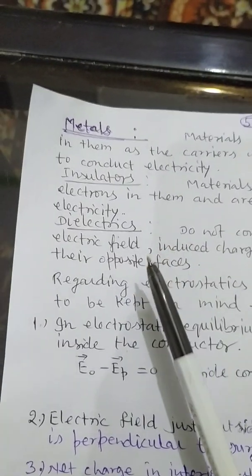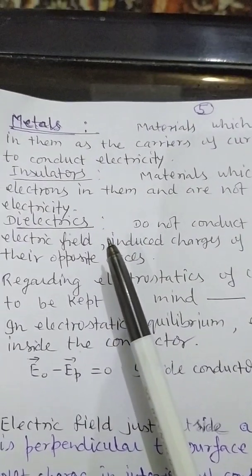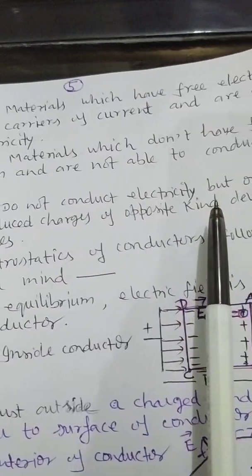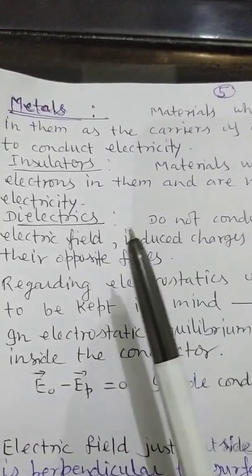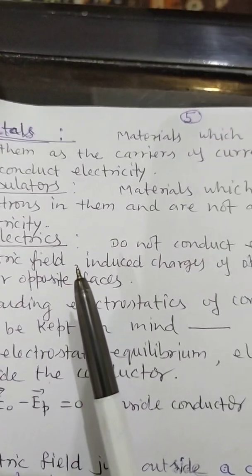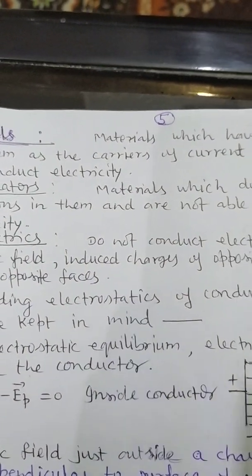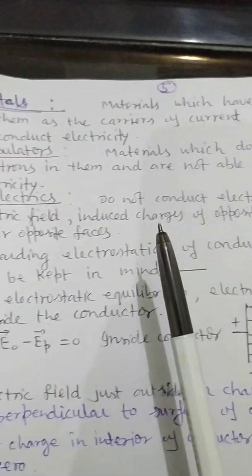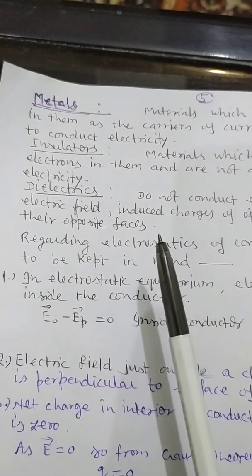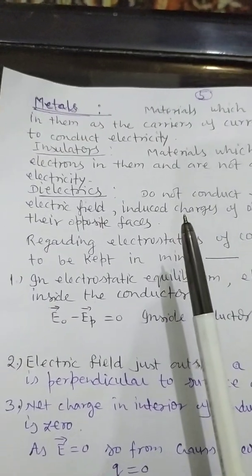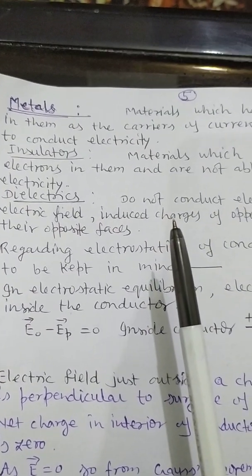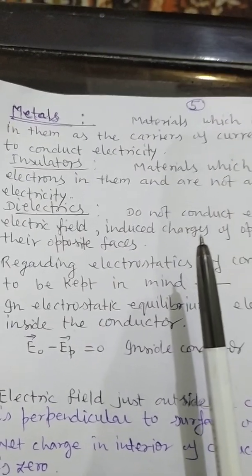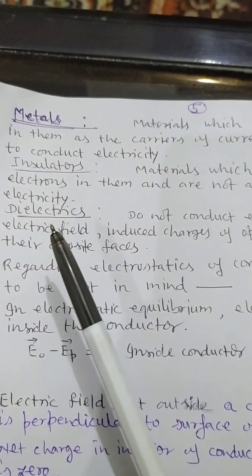And also we use this term dielectrics. Now what are the dielectrics? These are the materials which do not conduct electricity, but on applying the electric field, that is, when they are placed in some external electric field, what happens? The induced charges of opposite kind develop on their opposite faces. So, of course, these are the insulators and cannot carry the current, but when placed in the external field, they show the electrical effect. There is a basic difference between the insulator and the dielectrics.